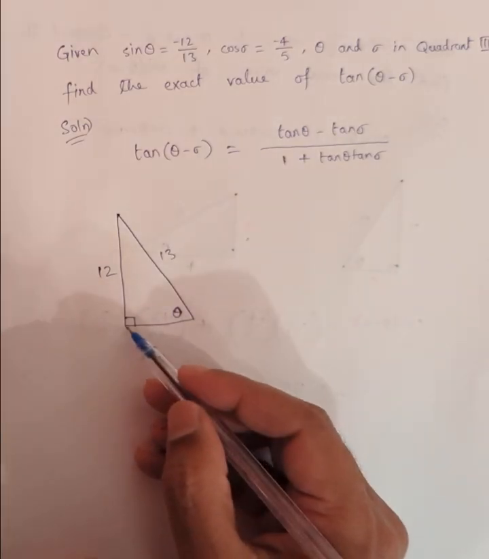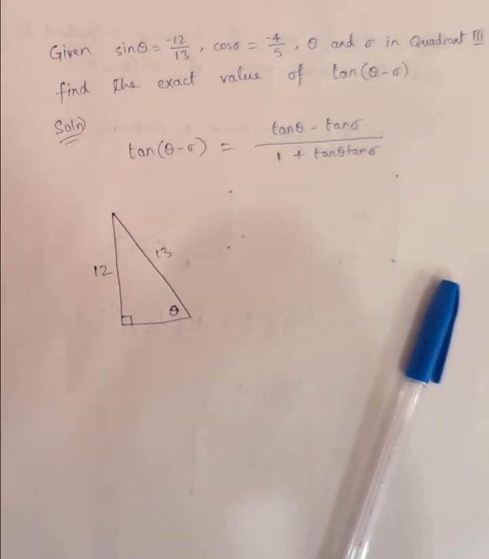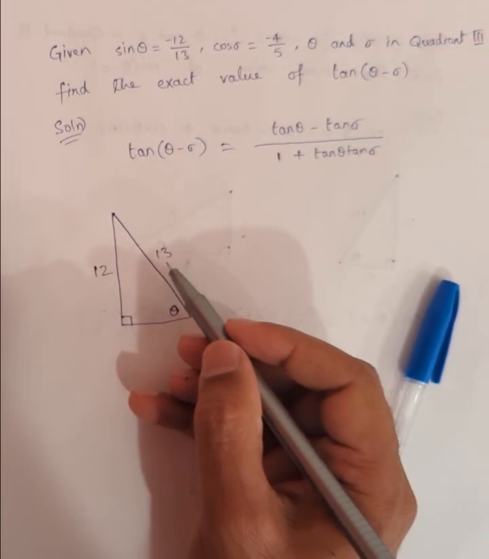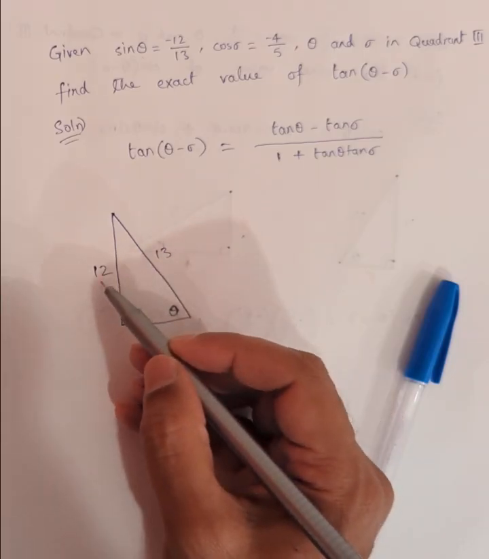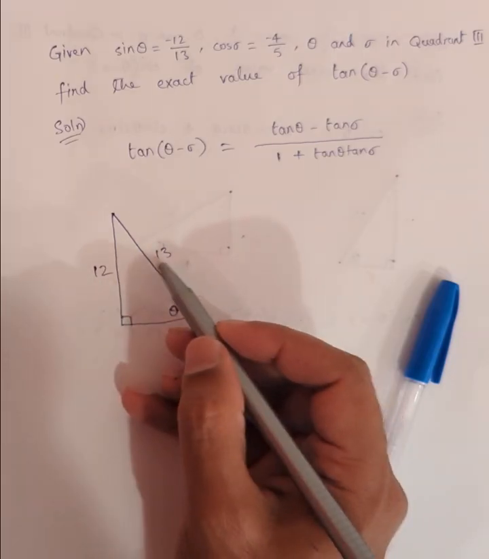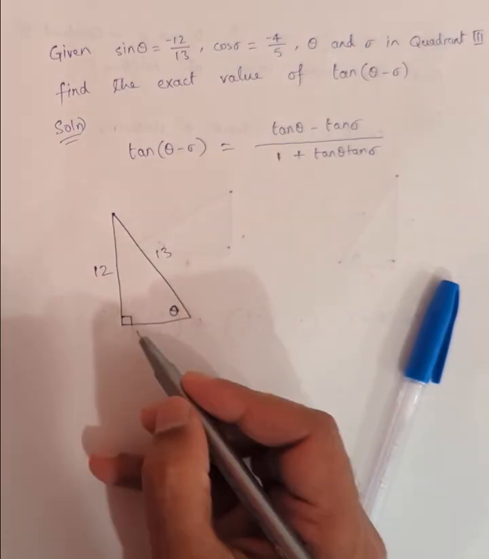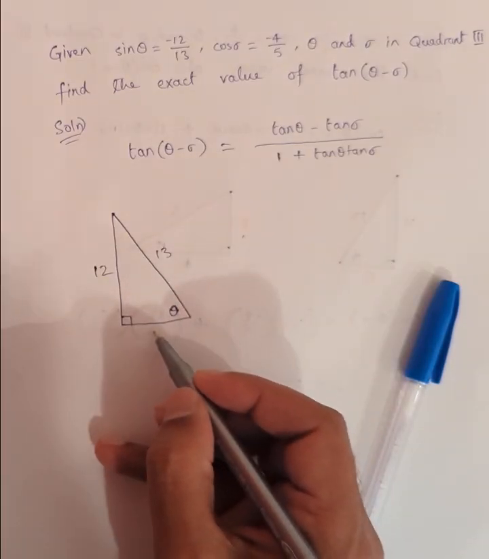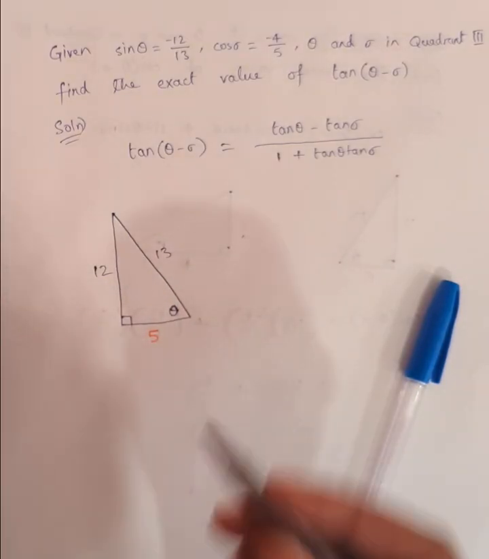Then we need to figure out the other side. We use the Pythagorean theorem. If you square 13, you get 169. Square 12, you get 144. When you subtract, you get 25. So this is going to be square root of 25, which happens to be 5.